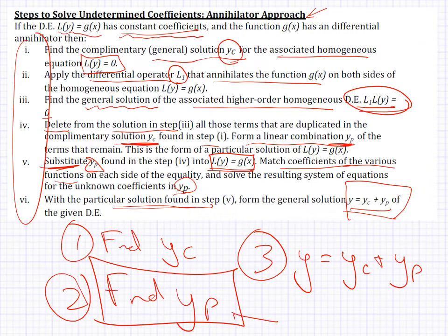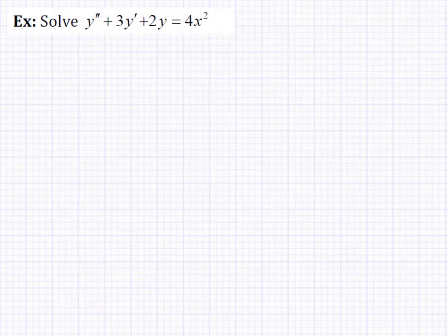We will have another way to do it, something called variation of parameters, because the annihilator approach will only work in very specific circumstances. Only if the differential equation has constant coefficients, and only if g of x can be annihilated. Other than that, you will not be allowed to use annihilators. It just won't work. So here we go.